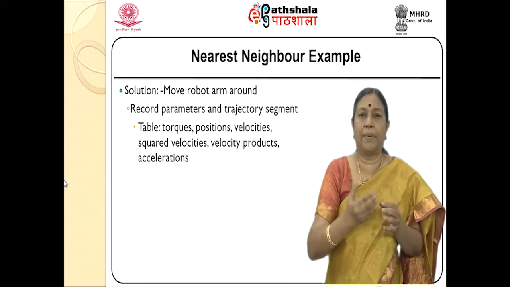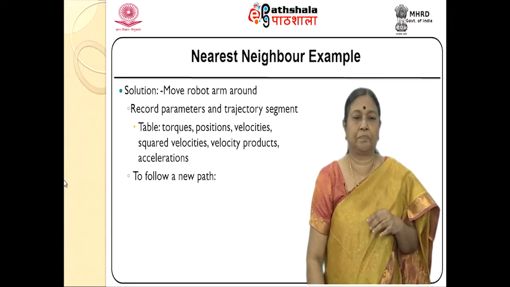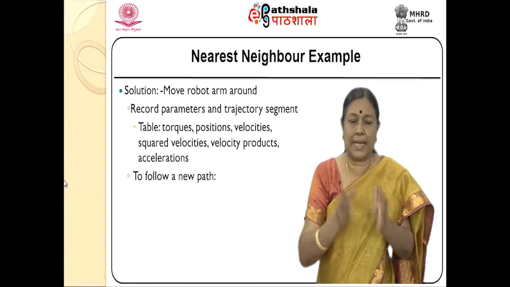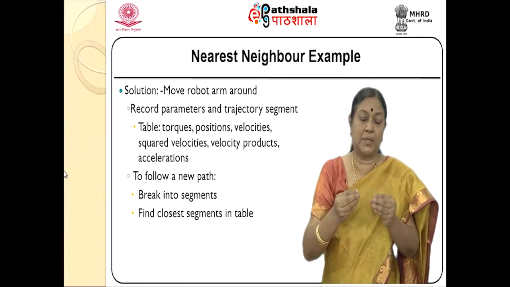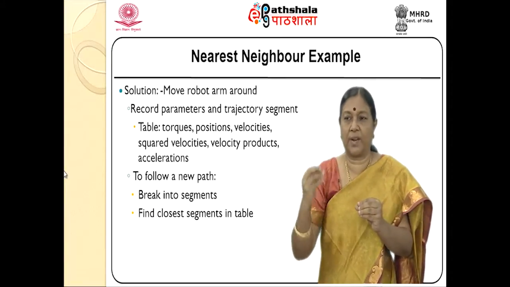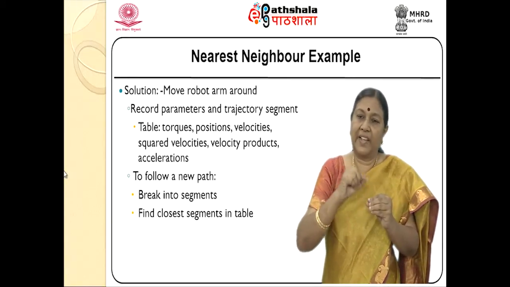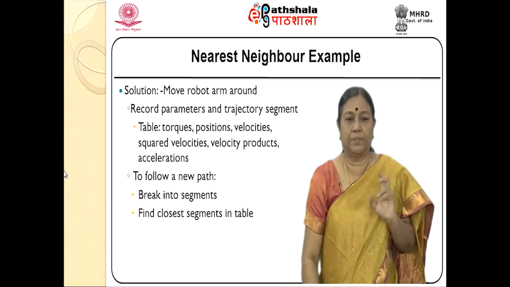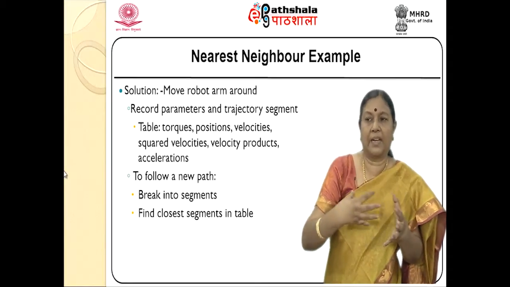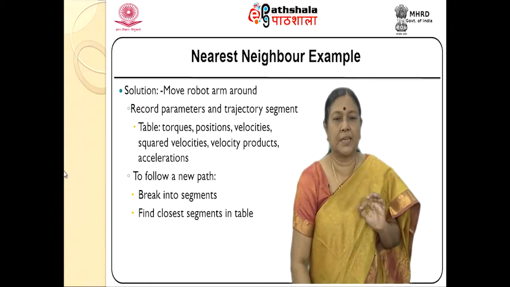In this case, for a robot arm movement, these could be some of the parameters that you could consider. Okay. So, to follow a new path, you have to break the path into segments and find the closest segments in that table. You have the path specified by the torques, the positions, the velocities, whatever is in the table, and you find that segment wherever it is nearest in the table. You find the closest segments in the table and get those torques, interpolate as necessary, so that you get a value. This is what we do for the nearest neighbor example.